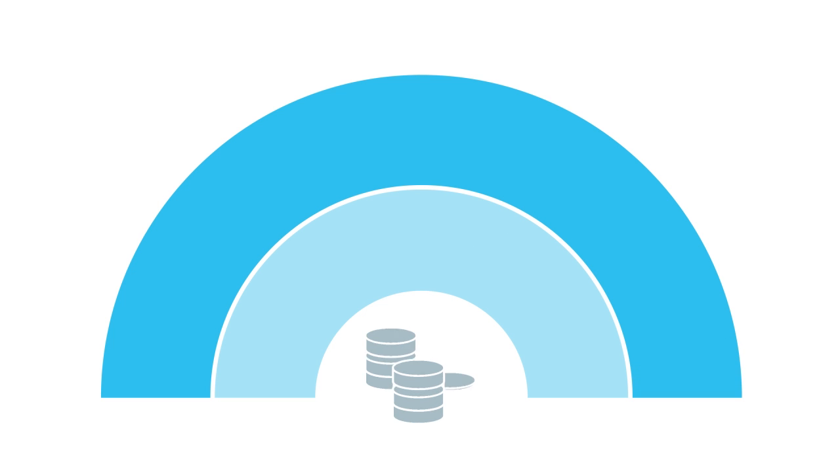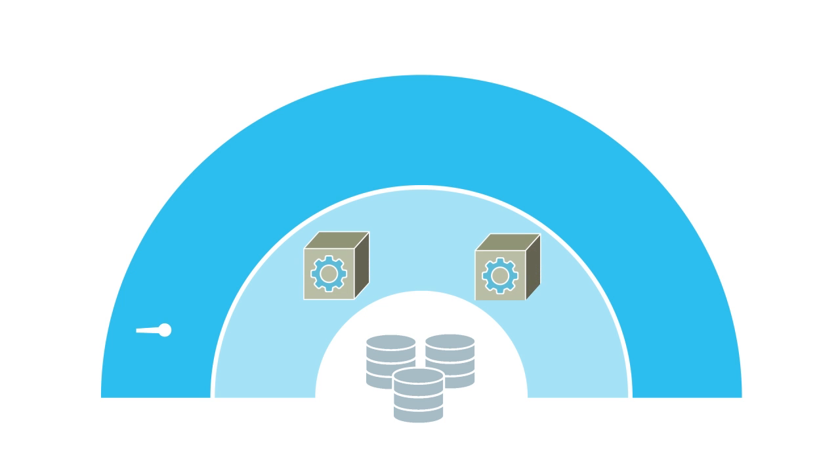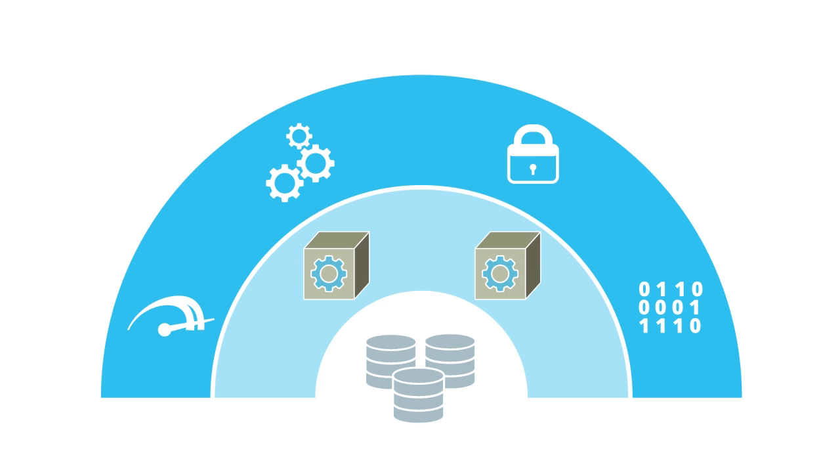Snowflake's multi-cluster shared data architecture consists of three separate layers: data storage, compute, and a services layer that manages it all. Each layer scales independently and includes built-in redundancy. How does it work? Let's take a deeper look at each layer.